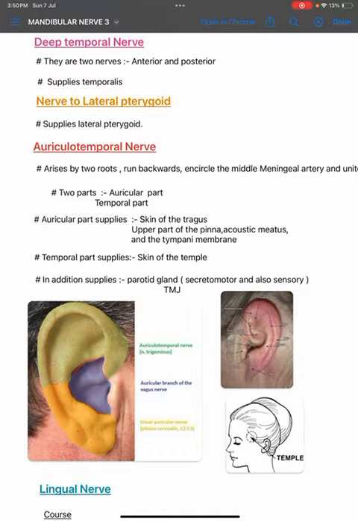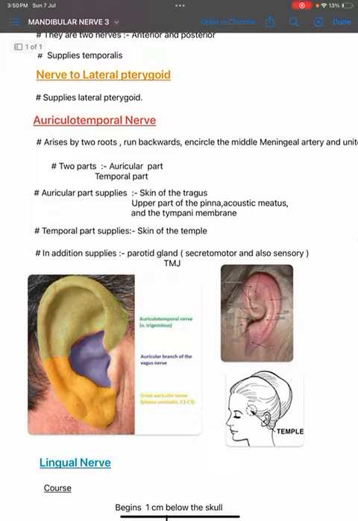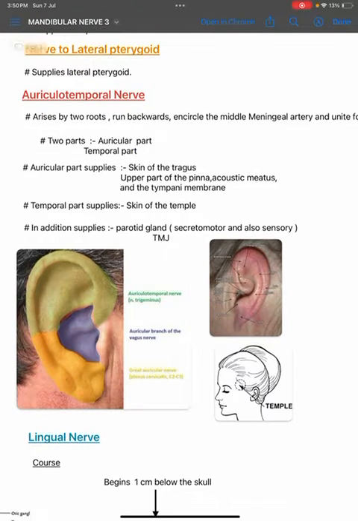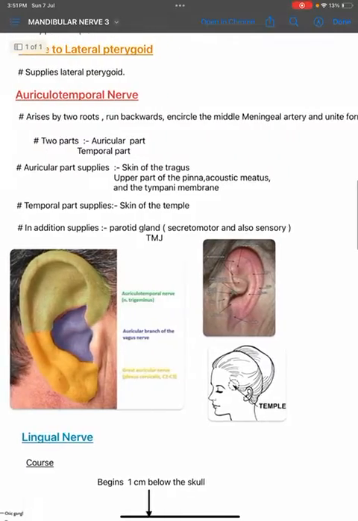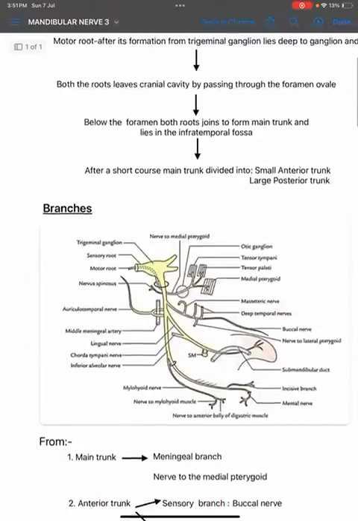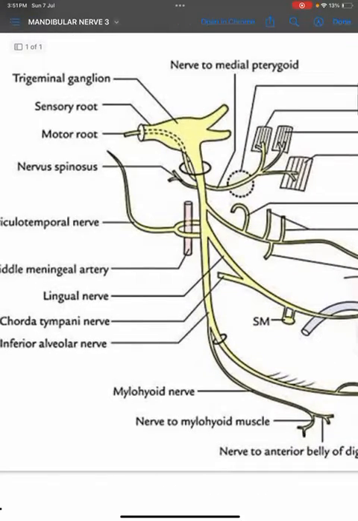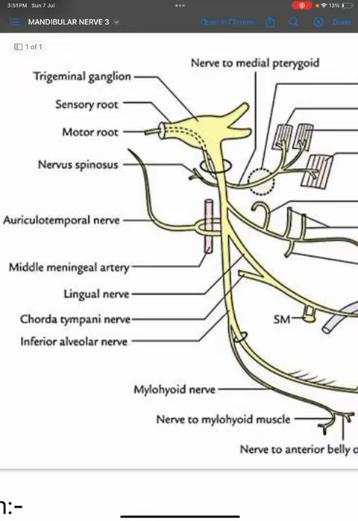Next, the auriculotemporal nerve, which is a branch of the posterior trunk. It arises by two roots from the posterior trunk. Then the two roots run backwards, encircle the middle meningeal artery and unite to form a single trunk. So we can see that in this figure. Here we can see the posterior trunk and the two roots arising from the posterior trunk, encircling the middle meningeal artery to form the auriculotemporal nerve.